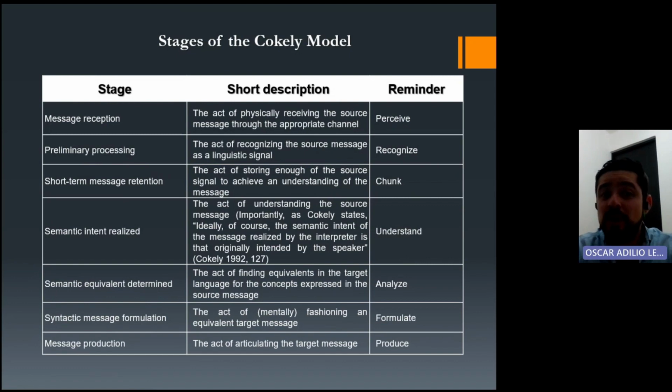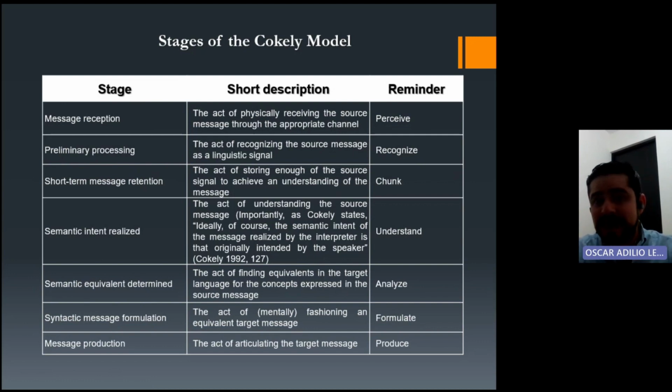The second stage is the preliminary processing. Okay, as I was mentioning, we might be getting a great variety of sounds. However, we go through a preliminary processing where our brain starts discriminating. It says that sound is not useful, that's not useful. Oh, that one is useful. So let's focus on that one. So our brain starts focusing on what's important. From all the sounds that are coming to my ear, the brain starts focusing on one specific one.